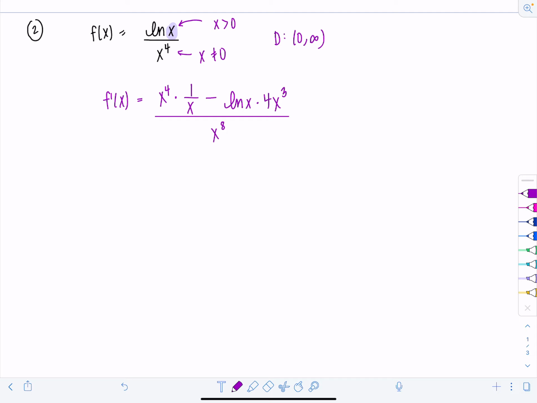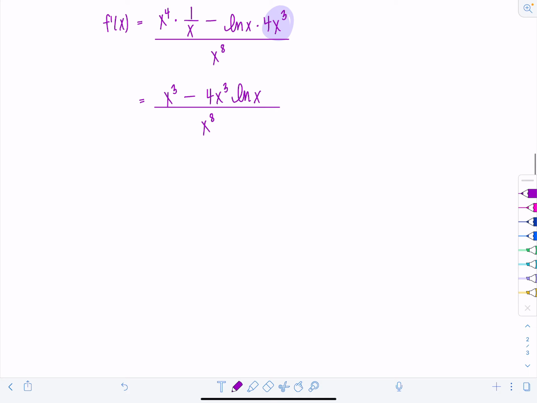Good, now let's clean up. So we've got in the numerator x cubed minus, I'm going to rearrange that second term and put the 4x cubed in the front just so it doesn't get confused with what the argument is on natural log, right? The argument is just the x. So it's safer. Put that 4x cubed in the front over x to the 8th.